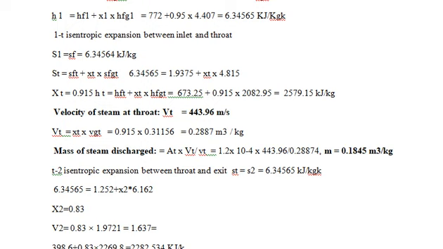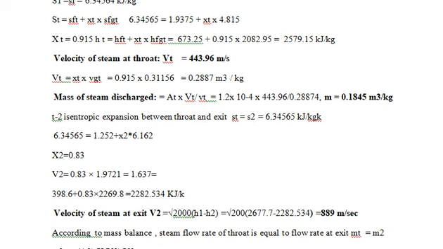Then you are finding out the mass of steam discharged. M equal to A_T into VT divided by vT equal to 1.2 into 10 to the power minus 4 into 443.96 divided by 0.28874, we will get the mass M equal to 0.1845 kg per second. Then we discuss isentropic expansion between the throat and exit.